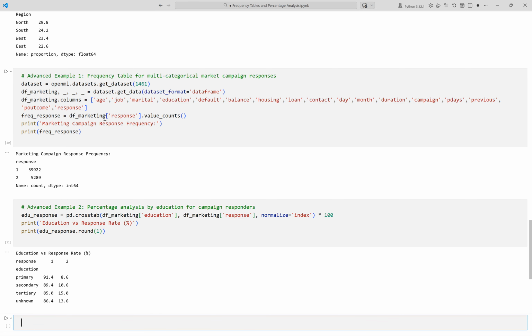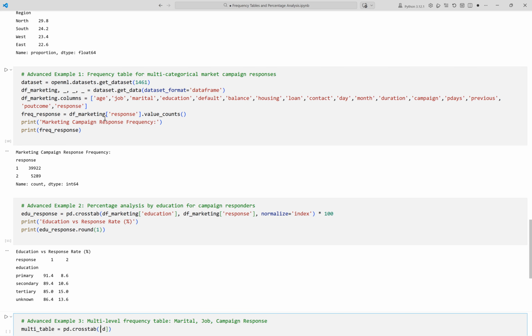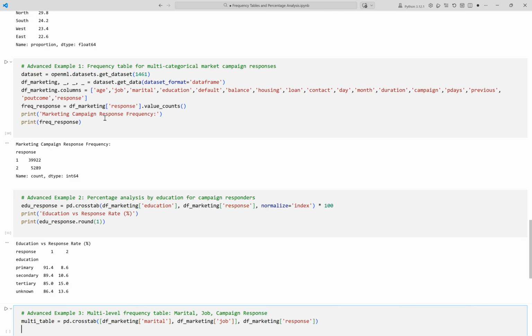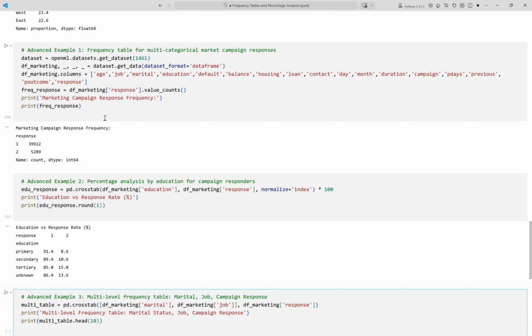Lead analysis helps reveal if certain marital and job groups are more likely to respond. We construct a multi-level frequency table grouped by marital status, job, and campaign response. We print the first 10 rows to avoid visual overload. We show the combined effect of demographics on response rates.